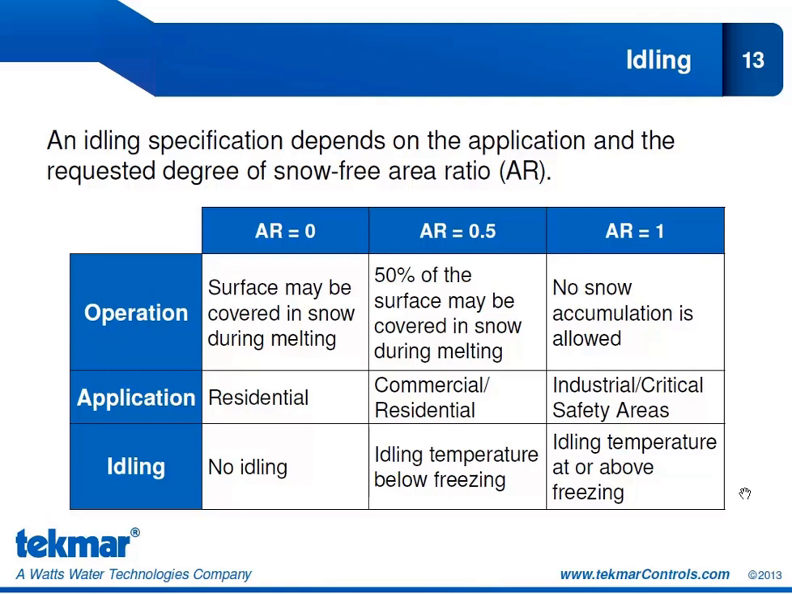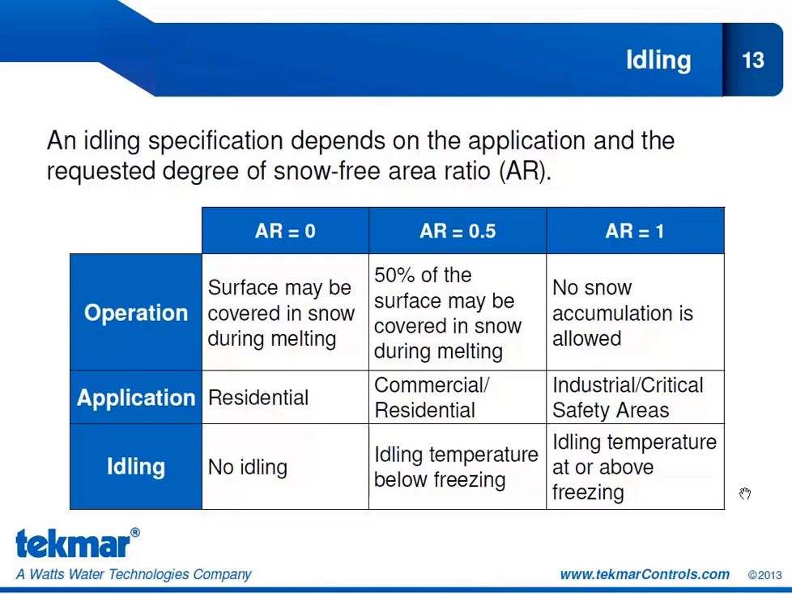If we have an AR of 0.5, what that means is that 50% of the surface area can be covered with snow during the snowfall event. And the remaining snow will of course gradually melt after the snowfall ends. Now this would be recommended for commercial applications such as docks, ramps, entrances, and driveways. Could be used in residential applications if it's very important to the user that snow melt quickly. In this case we would idle the system, but it would be at a lower temperature, so maybe mid-20s.